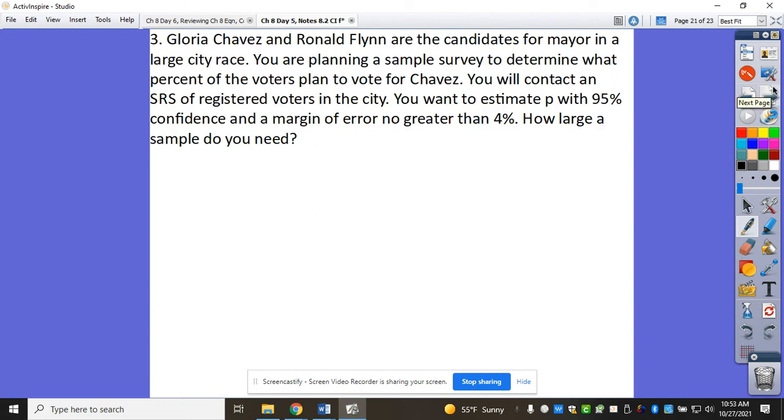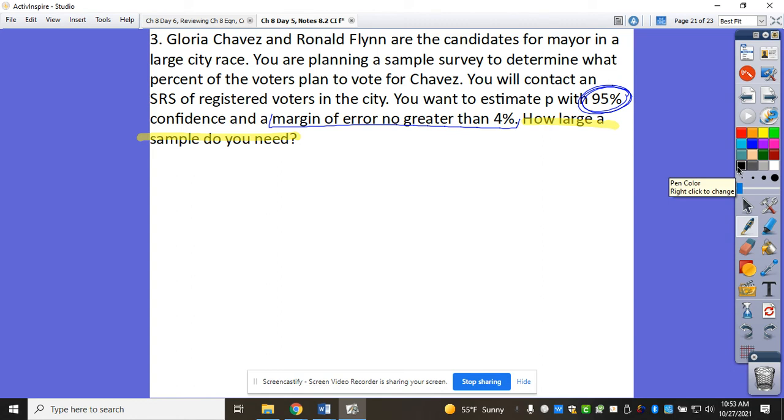So, these two people are candidates for mayor in a large city race. You're planning a sample survey to determine what % of voters plan to vote for the one person. You'll contact a random sample of registered voters in the city. You want to estimate P. You want to be 95% confidence, and a margin of error no greater than 4%. And this is telling me I'm not doing a 4-step, I'm solving for n.